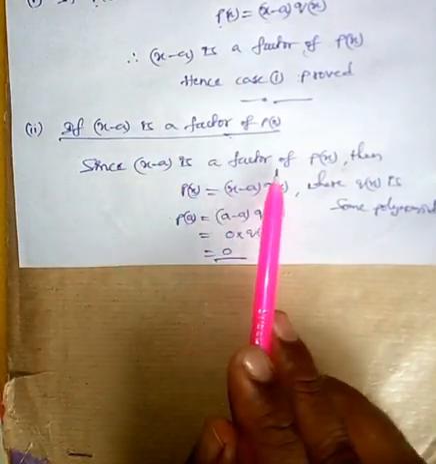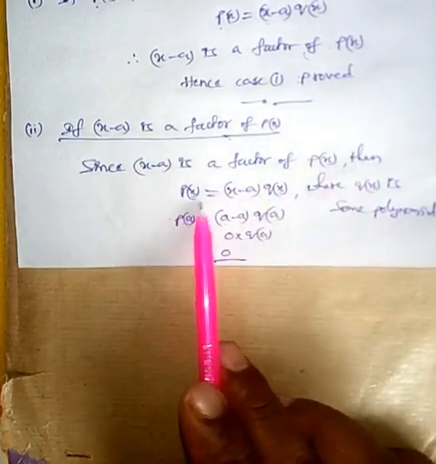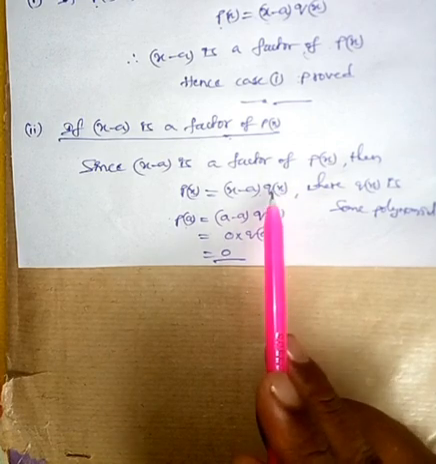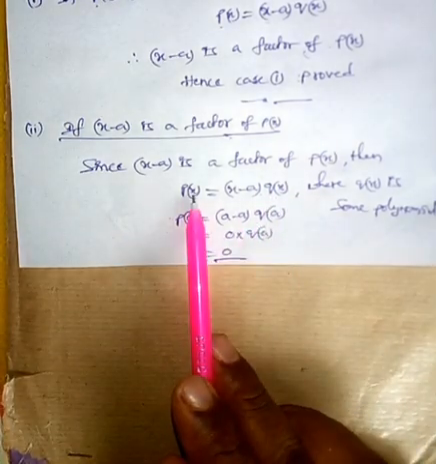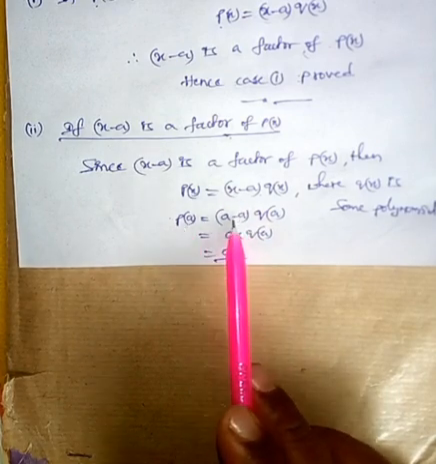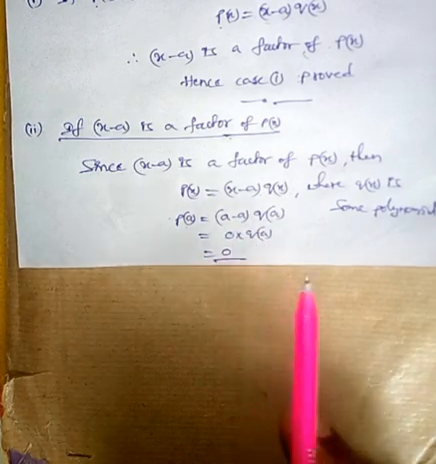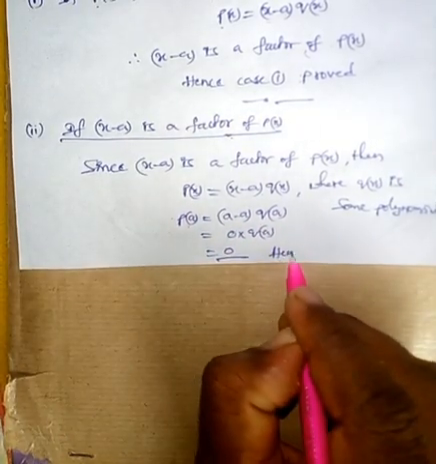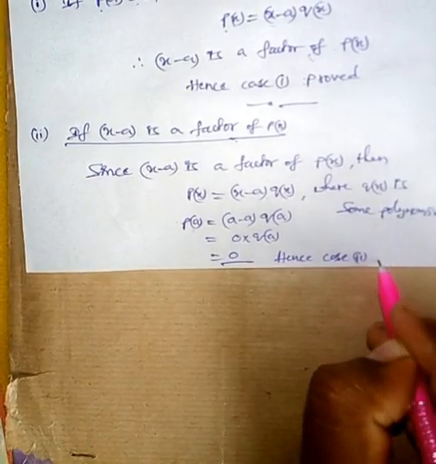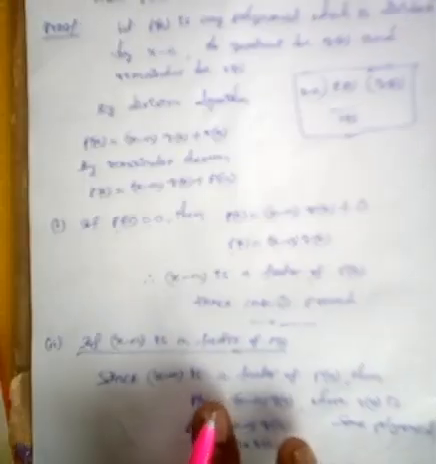Since x minus a is a factor of p(x), you can write p(x) as the product of x minus a into some polynomial. Here I am taking some polynomial as q(x). Now substitute a in this polynomial, you get the result 0, that is p(a) equal to a minus a into q(a). A minus a equal to 0, 0 into something is 0. Okay, hence case 2 also proved. This is the remainder theorem.